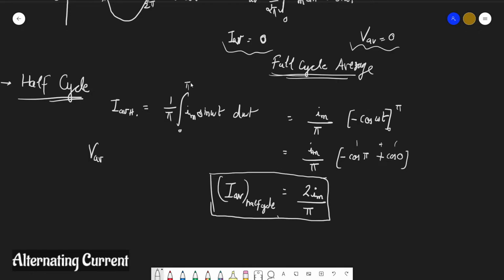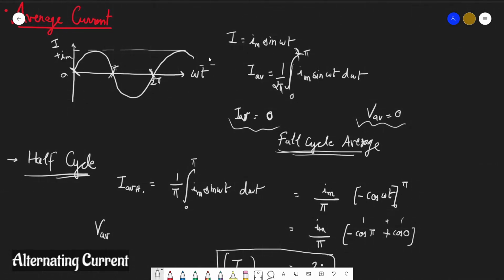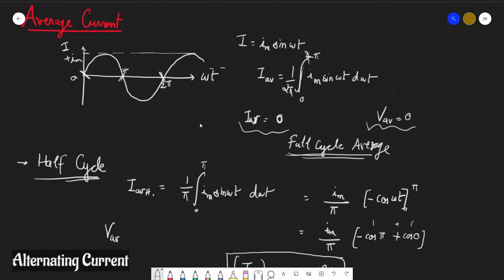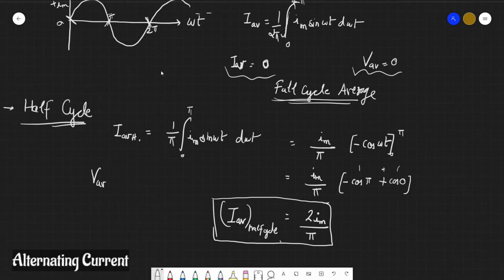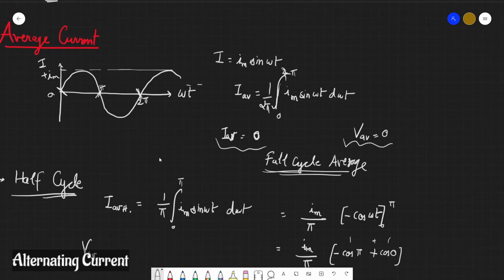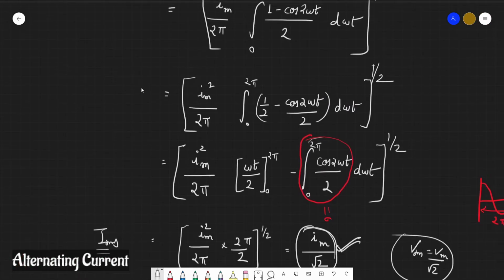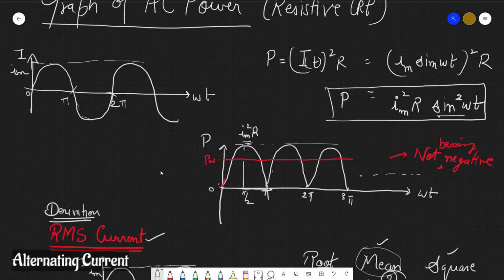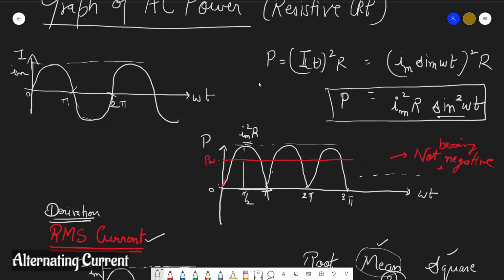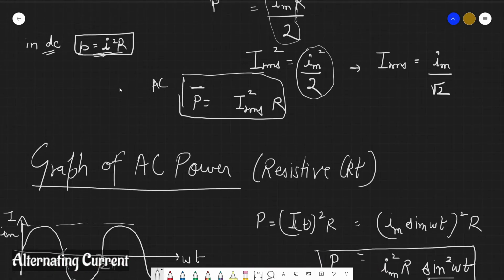So this is the thing I told you, and I have also told you the expression for power, which was, this is the half cycle. This is where I calculated the RMS. I also calculated the averages for you, and this is the power. Okay, and this is the power expression.